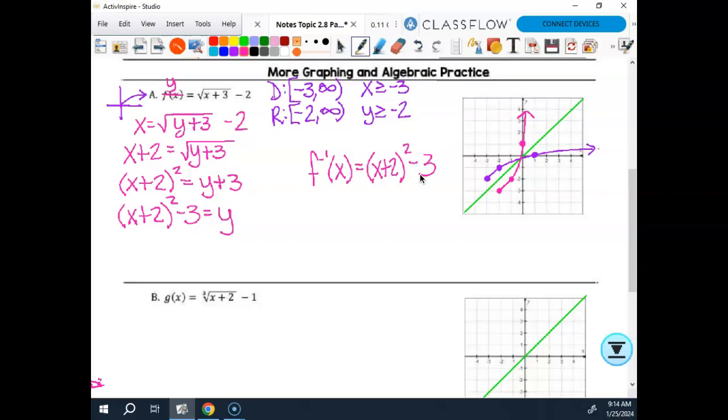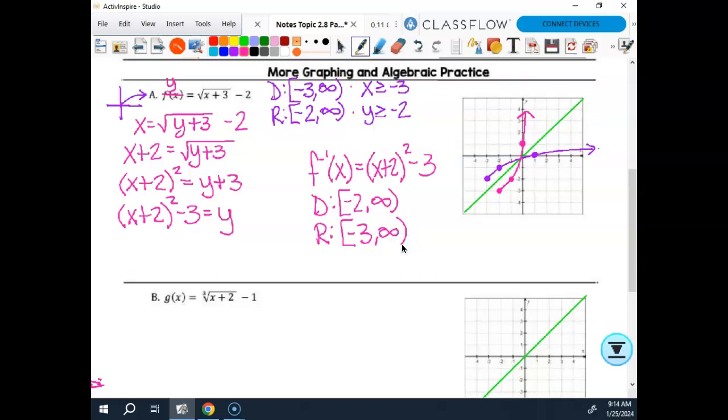And then I need the domain and range for this. Well, this is the inverse of our original, so since this represents x and this represents y, they just switch places. So for my inverse, my domain is from -2 to infinity, and my range is from -3 to infinity.